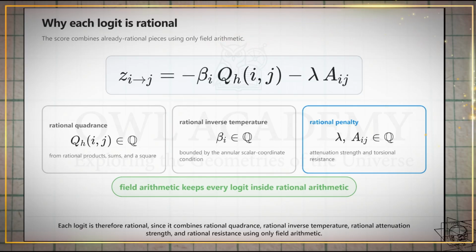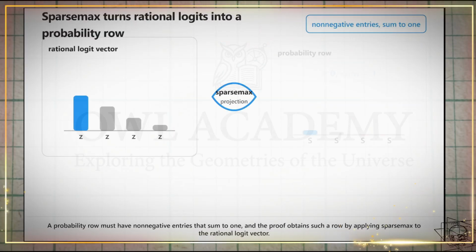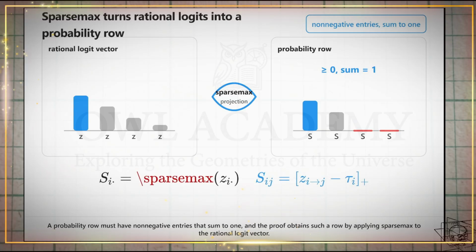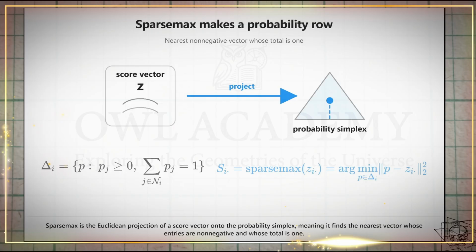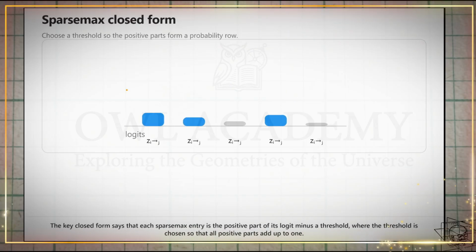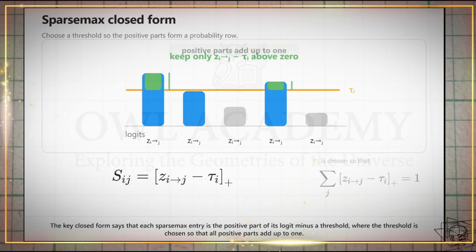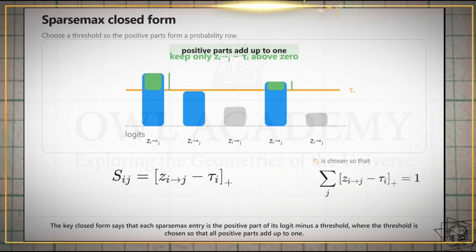only field arithmetic. A probability row must have non-negative entries that sum to 1, and the proof obtains such a row by applying Sparsemax to the rational logit vector. Sparsemax is the Euclidean projection of a score vector onto the probability simplex, meaning it finds the nearest vector whose entries are non-negative and whose total is 1. The key closed form says that each Sparsemax entry is the positive part of its logit minus a threshold, where the threshold is chosen so that all positive parts add up to 1.